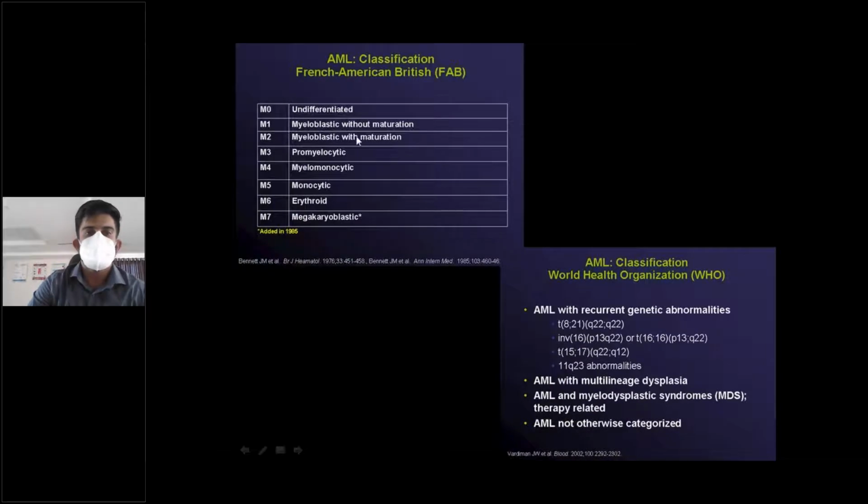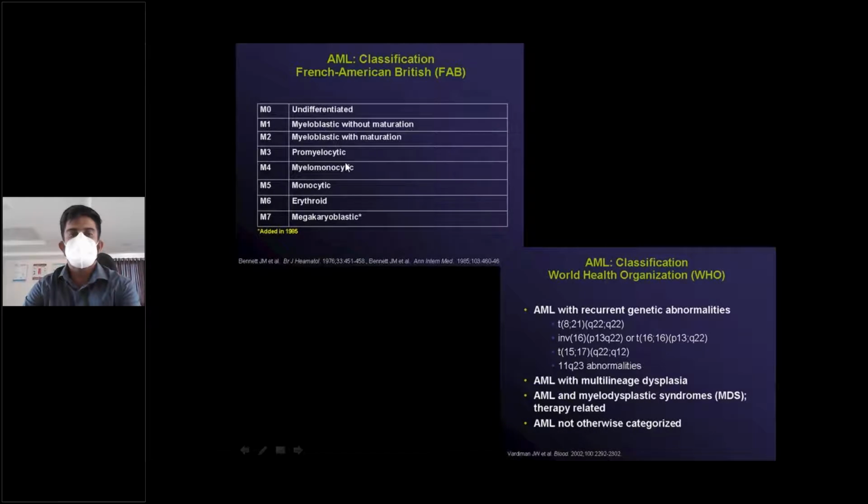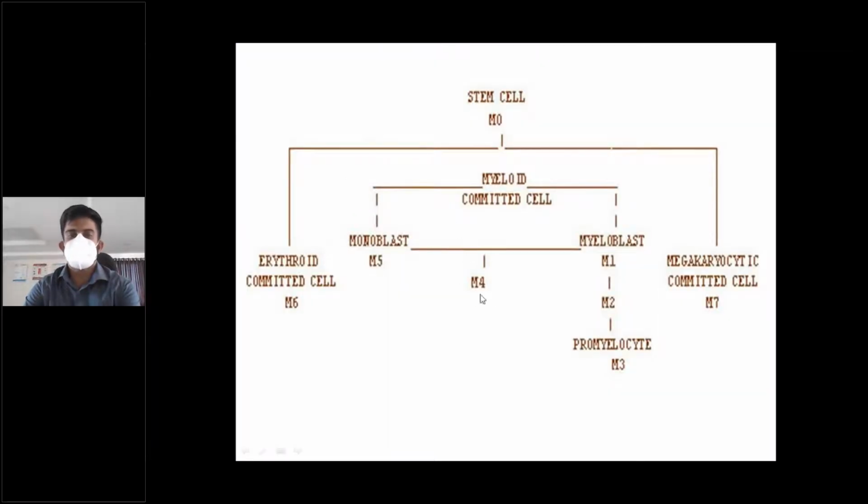In myeloblastic without maturation and myeloblastic with maturation, obviously the myeloblast cell is involved. So without maturation, with maturation, M1, M2. And you see promyelocyte, that means it's before it becomes matured. So it's not a myelocyte, it's a promyelocyte. That is M3, promyelocytic leukemia. And then you have M4, myelomonocytic. So this is both monoblastic and myeloblastic. So it's myelomonocytic leukemia, containing both components.